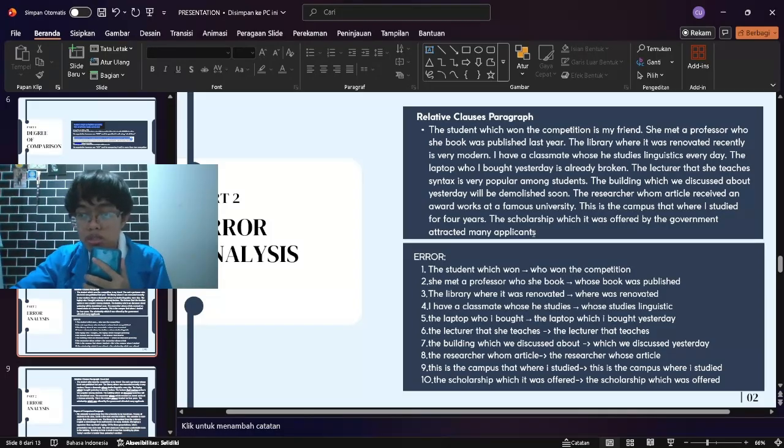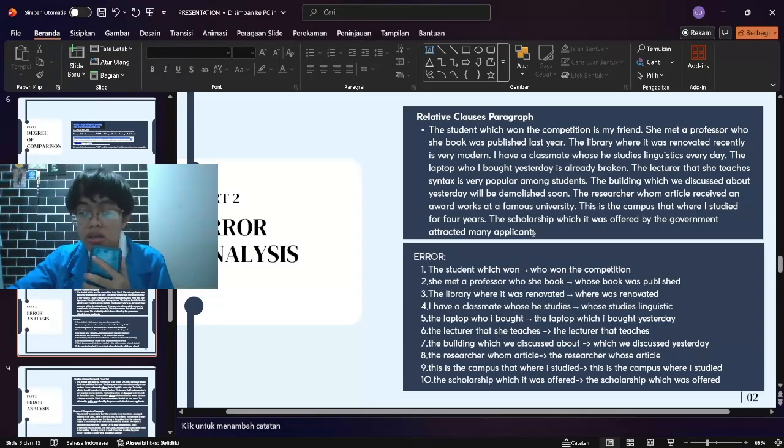The sixth one is "the lecturer that she teaches": change it to "the lecturer that teaches syntax." The building which we discussed about: change it to "which we discussed yesterday," because you already discussed the building, you don't discuss about something you already said you discussed, so delete the "about."